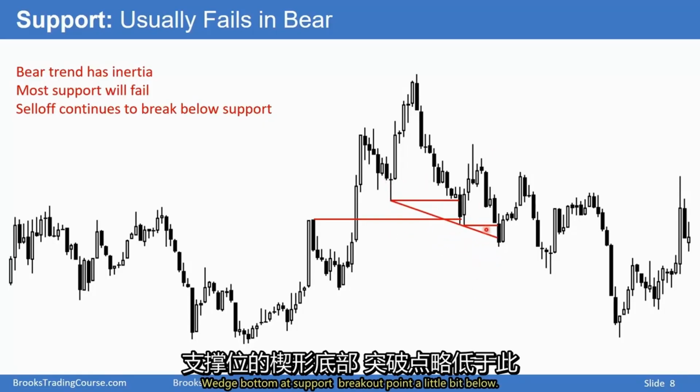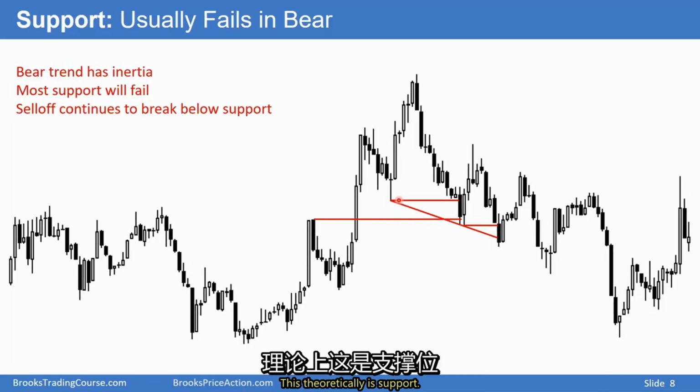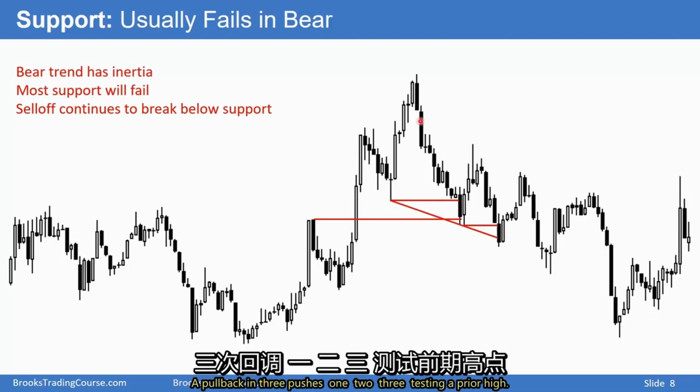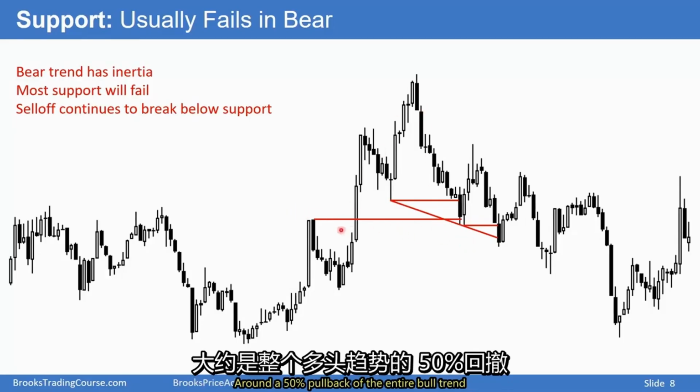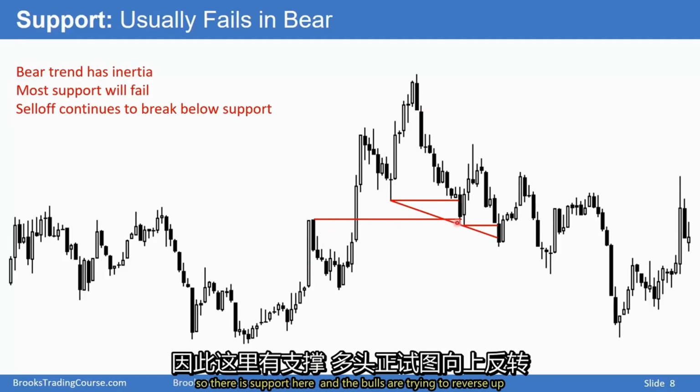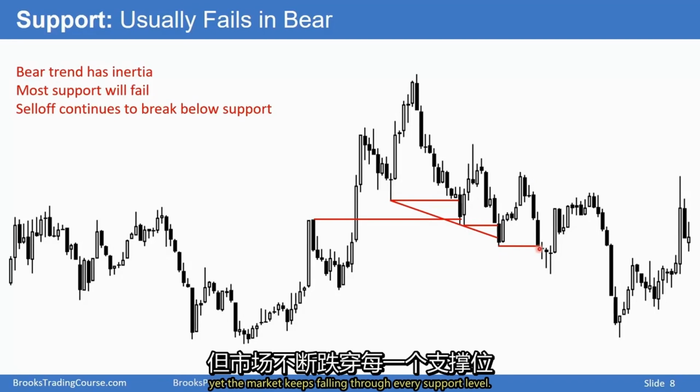A wedge bottom at support, a breakout point a little bit below. This theoretically is support, a wedge bull flag. We have a bull trend, a pullback in 3 pushes, 1, 2, 3, testing a prior high, around a 50% pullback of the entire bull trend. So there is support here, and the bulls are trying to reverse up. Yet the market keeps falling through every support level.